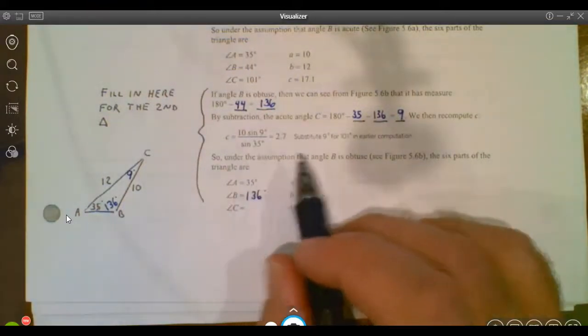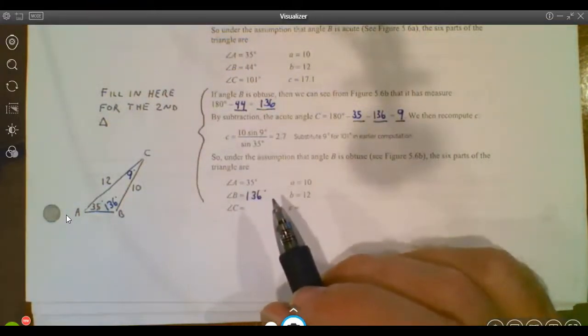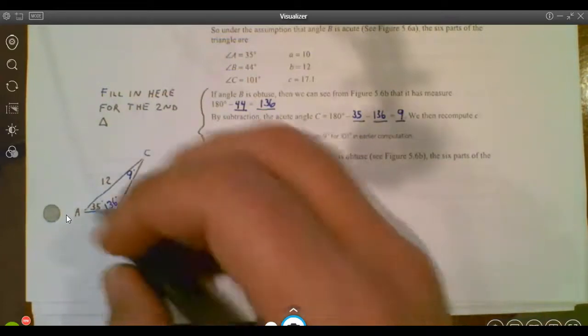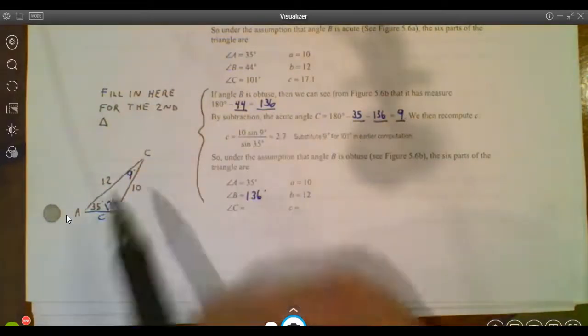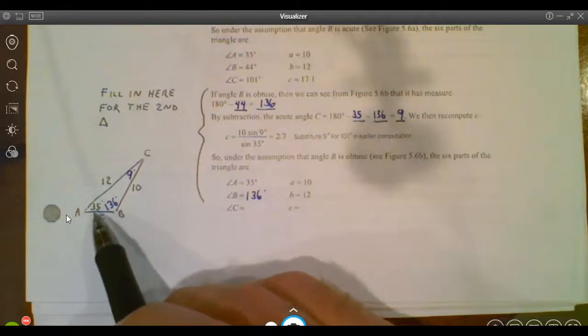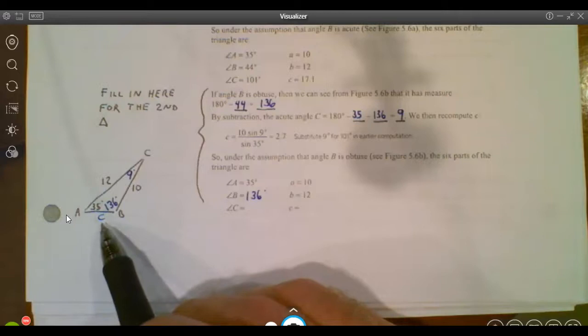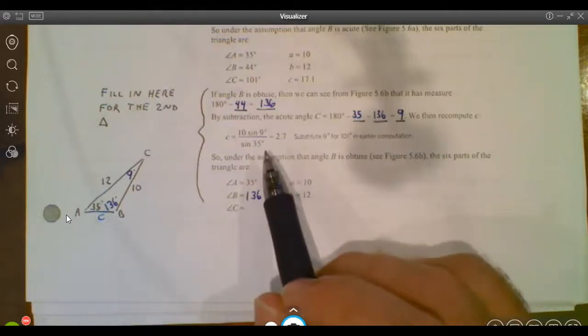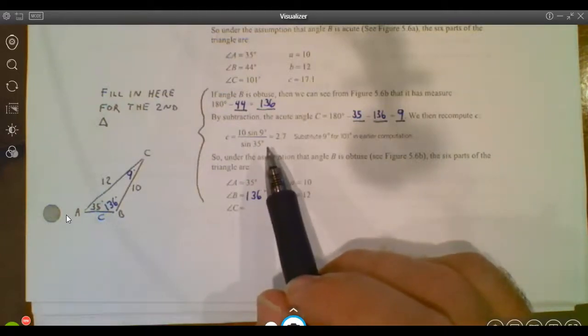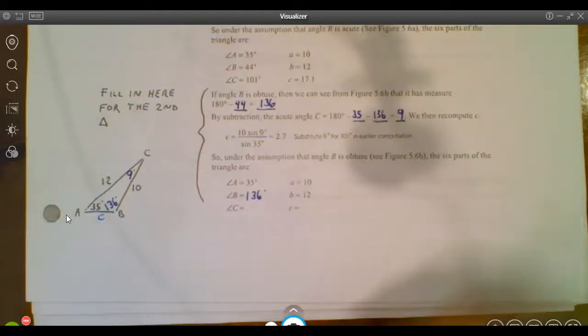Going on down to just using our proportion to set up for coming up with side C. Again, they're just going to do the sine of 35 over 10 equals sine 9 over side C. And so that's where this step came from right here. So just one more proportion to figure out that this side C is 2.7.